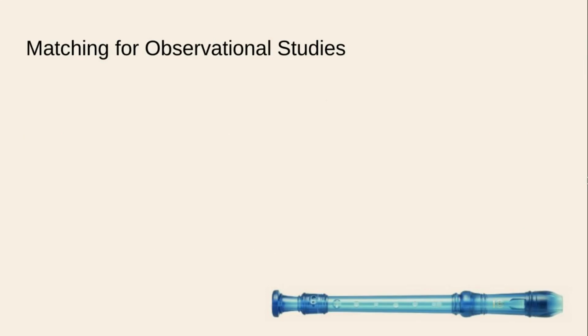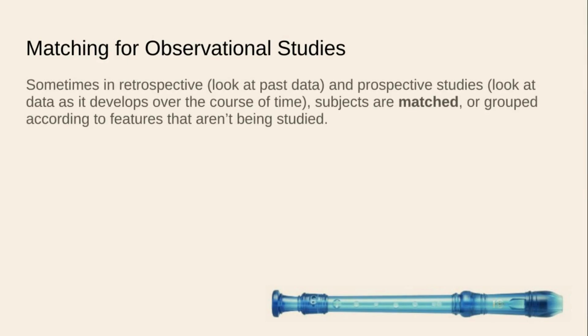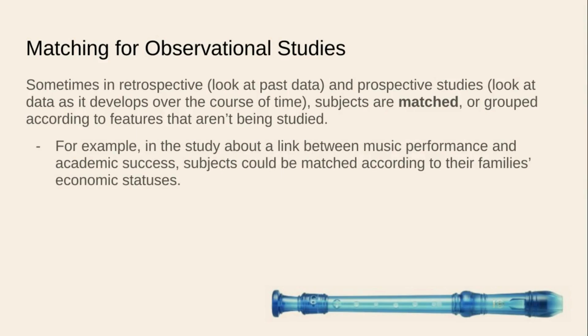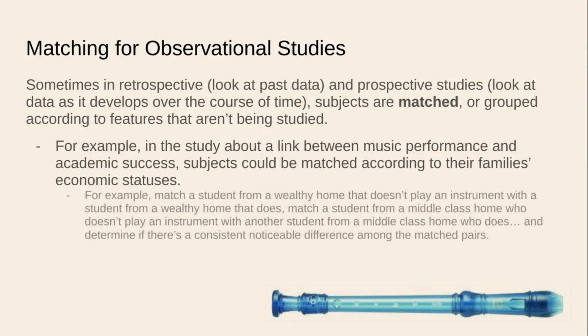So now we're going to talk about matching for observational studies. Matching is one of the themes of this chapter. Sometimes in a retrospective study or a prospective study, subjects are matched, or they are grouped according to features that are not being studied. And this is a good strategy for observational and for experimental studies. So for example, in a study about the link between music performance and academic success, subjects could be matched according to their family's economic statuses.